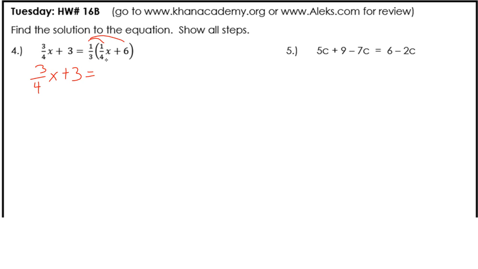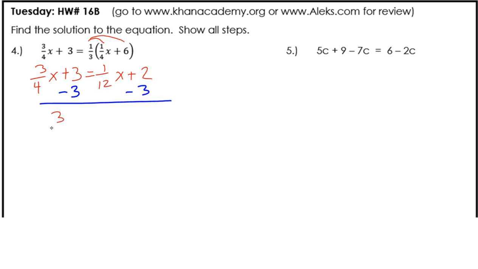And 1/4 times 1/3 is 1/12. And 1/3 times 6 is 1 times 6, and 3 times the invisible 1. So I'm going to rewrite this fraction here. 6/3 is the same as 2, or 2 over 1. So I'm going to write that as a 2. That'll make it a little bit easier when I go to subtract 3 from both sides.